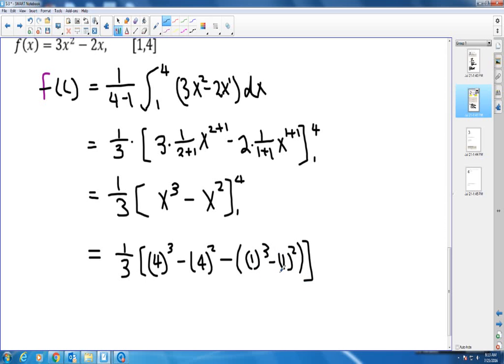1 to the 3rd is 1. 1 squared is 1. 1 minus 1 is 0. So all these terms are going to become 0. That just leaves me with 4 to the 3rd minus 4 squared, which is 48. And 48 divided by 3 is 16. So my average value is 16.